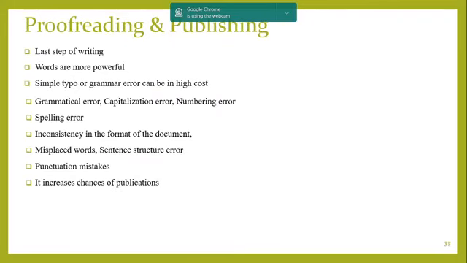So now we have come to the conclusion part, which is nothing but proofreading and publishing. Why I put it last is because all that we have discussed till now is writing style, your sentence framing and the structure of your paper. After the proofreading, it should go for publication. Publication is nothing but allowing your audience to read.